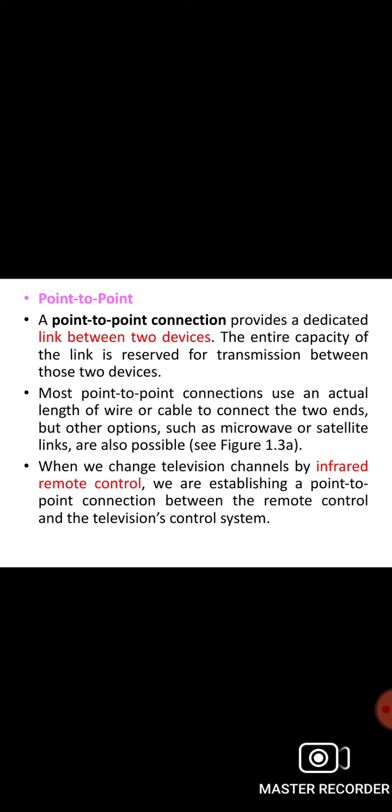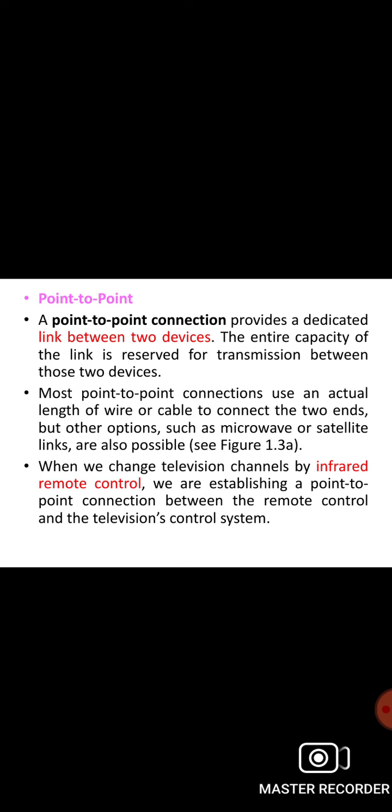Most point-to-point connections use an actual length of wire or cable to connect the two ends, but other options such as microwave or satellite links are also possible. When you change the television channel by infrared remote control, you are establishing a point-to-point connection between the remote control and the television control system.